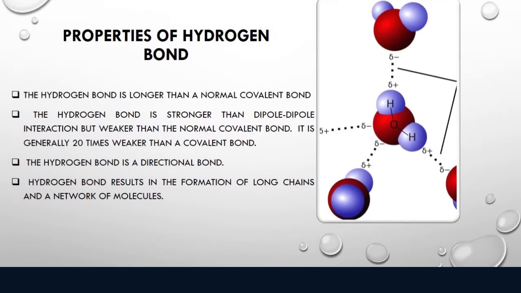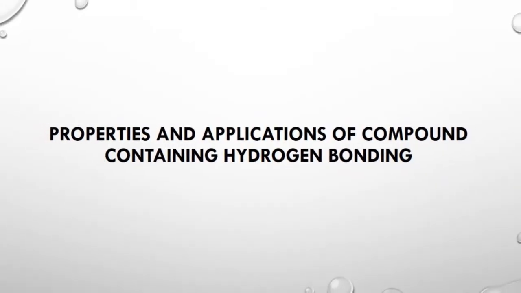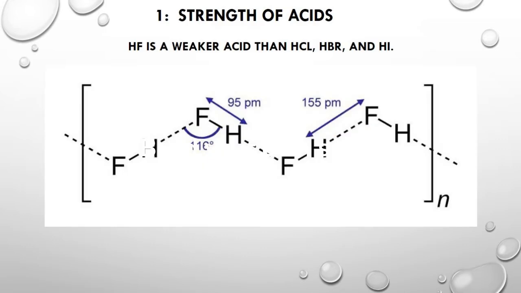The hydrogen bond is longer than a normal covalent bond. It is stronger than dipole-dipole interaction but weaker than the normal covalent bond. It is generally 20 times weaker than a covalent bond. The hydrogen bond is a directional bond. It results in the formation of long chains and a network of molecules. Hydrogen bonding helps in many applications, and let's discuss these one by one.